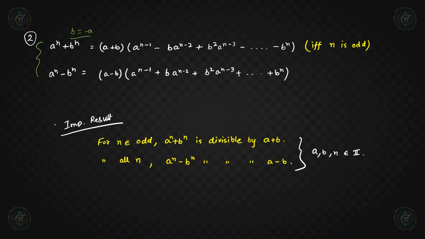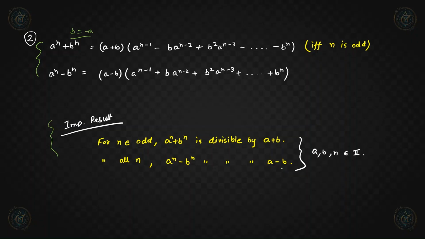Okay. Now here comes the important part, an important result which is necessary sometimes to solve some specific problems. So if n is an odd integer, a to the power n plus b to the power n is divisible by a plus b. And then we have, for all n, a to the power n minus b to the power n is divisible by a minus b. That's it, okay. This thing you need to note down.